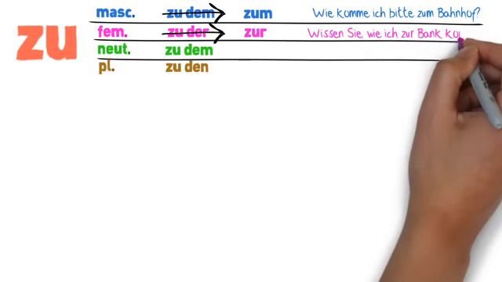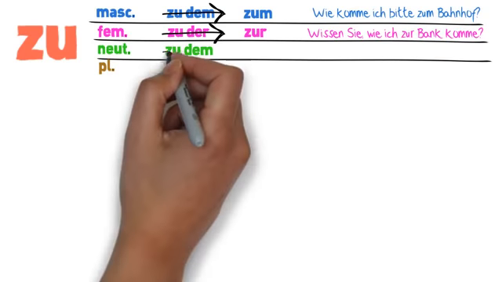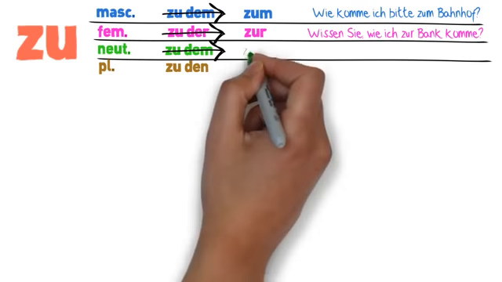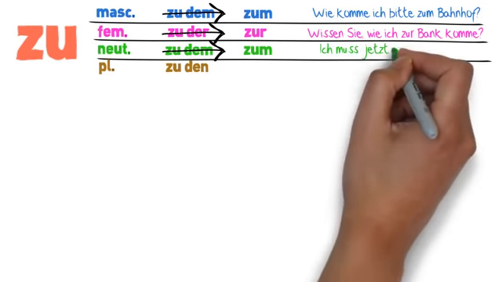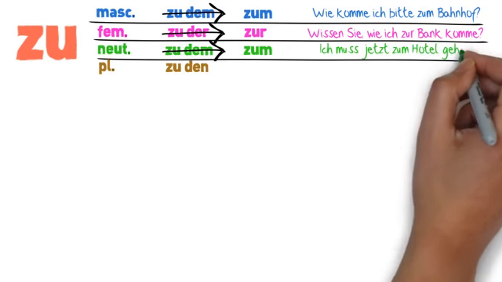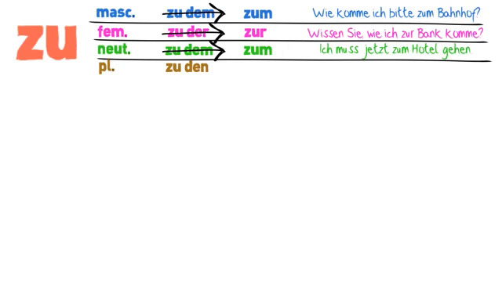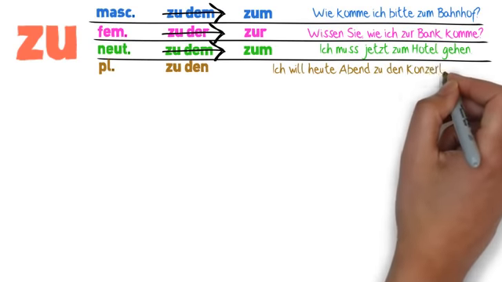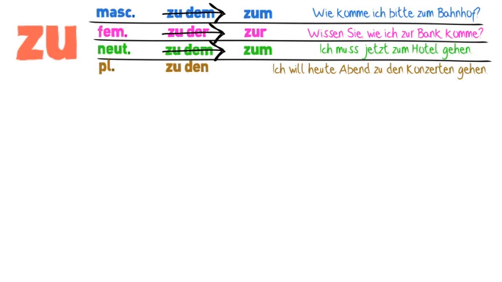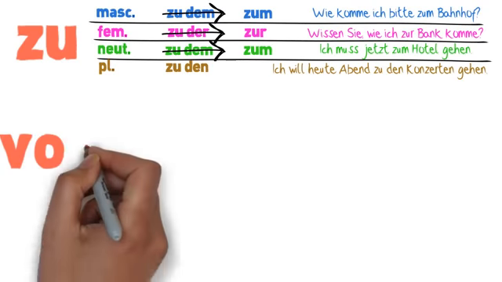Similarly, zu der is contracted and becomes zur, as in, wissen Sie, wie ich zur Bank komme? The neuter form is also contracted to zum, ich muss zum Hotel gehen. And the plural form is the only one of these that is not contracted. It remains zu den. For example, ich will heute Abend zu den Konzerten gehen. I want to go to the concerts, plural, this evening.